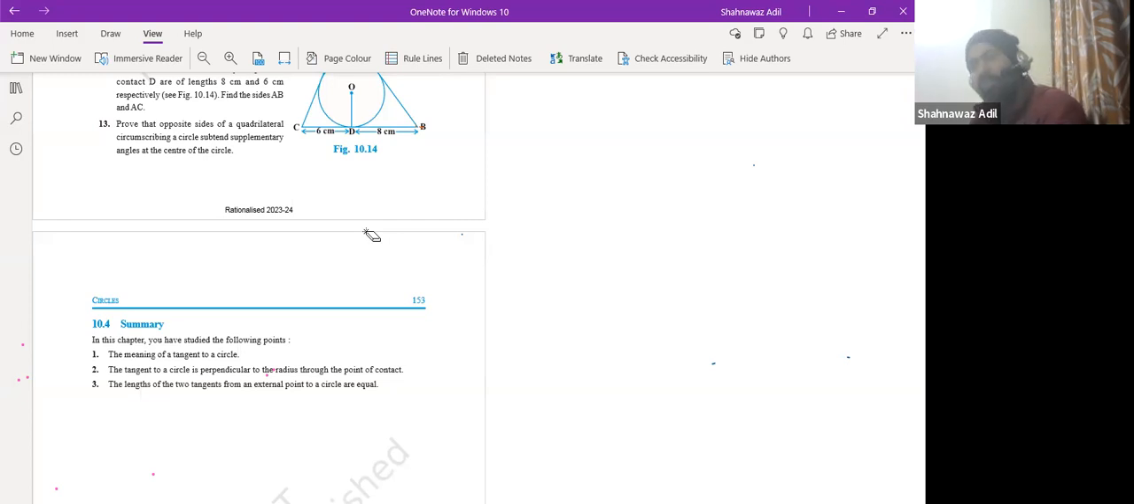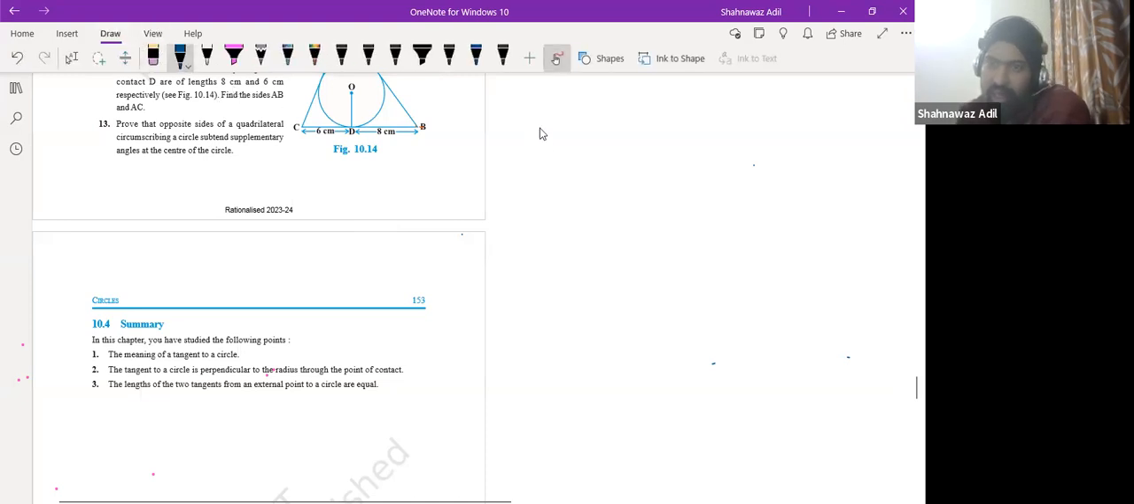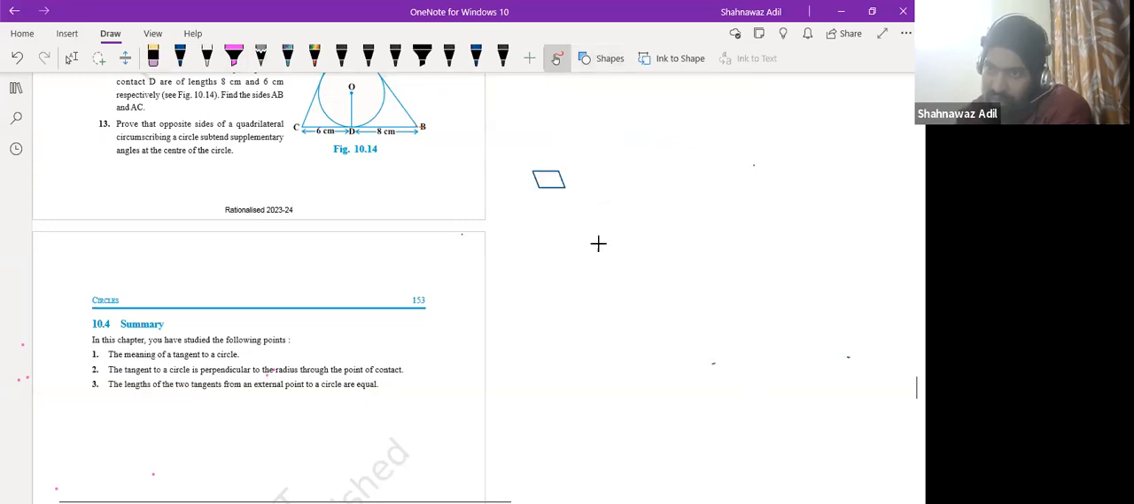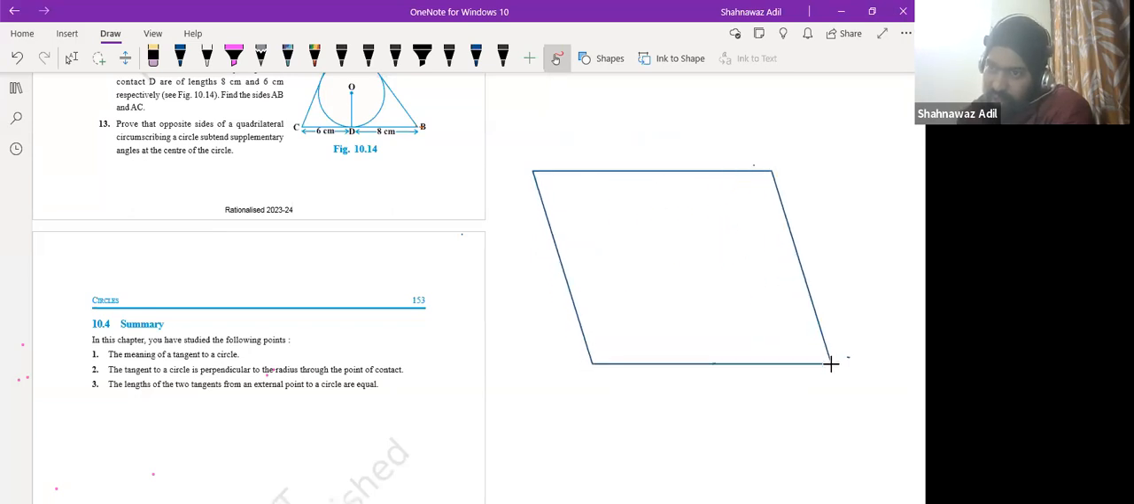If we add them, what would be the result? If two angles are supplementary, if we add them up, what would be the final answer? 180. 180, right? So this is the idea that we have to remember. So let us draw the diagram first, right? So we have this quadrilateral.